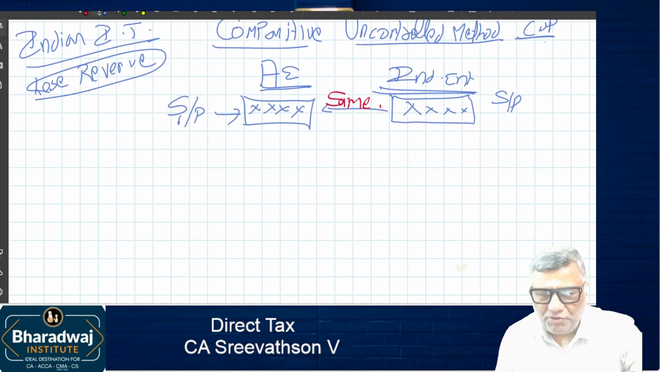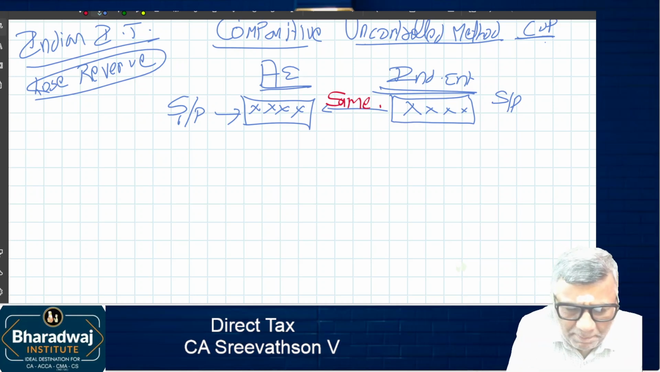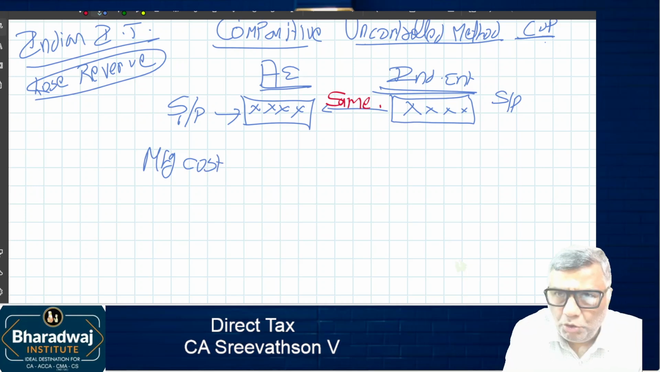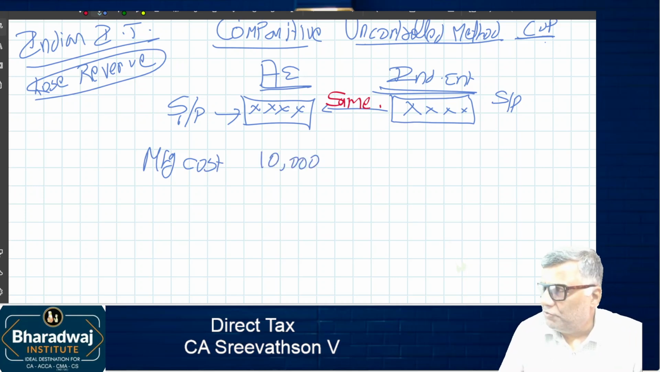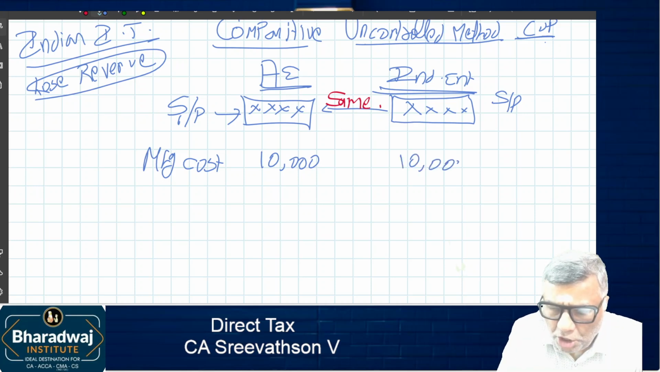There can be functional differences. My dear friends, my manufacturing cost comes to 10,000 rupees.